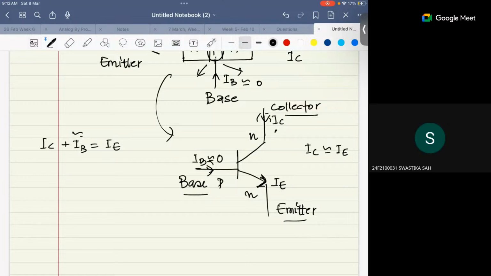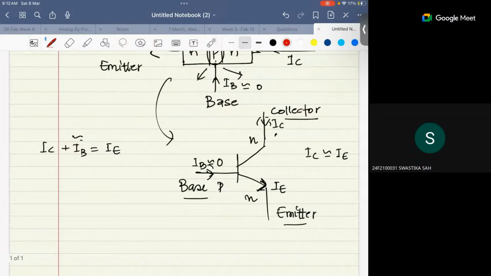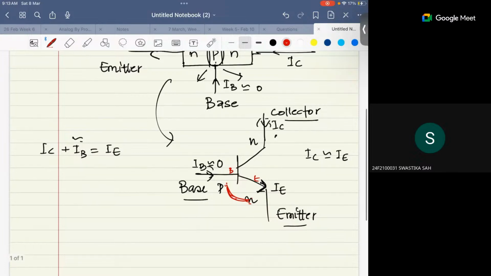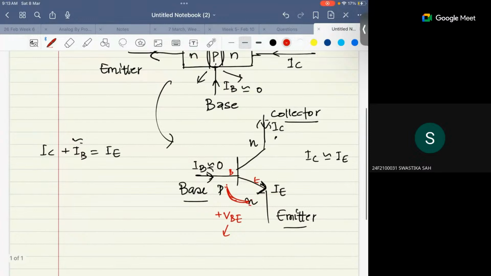One more thing. I told you this is NPN. There will be some potential difference between these two, the base and the emitter. Whenever you use KVL, here there will be a potential drop of VBE. And the other junction is in reverse bias.